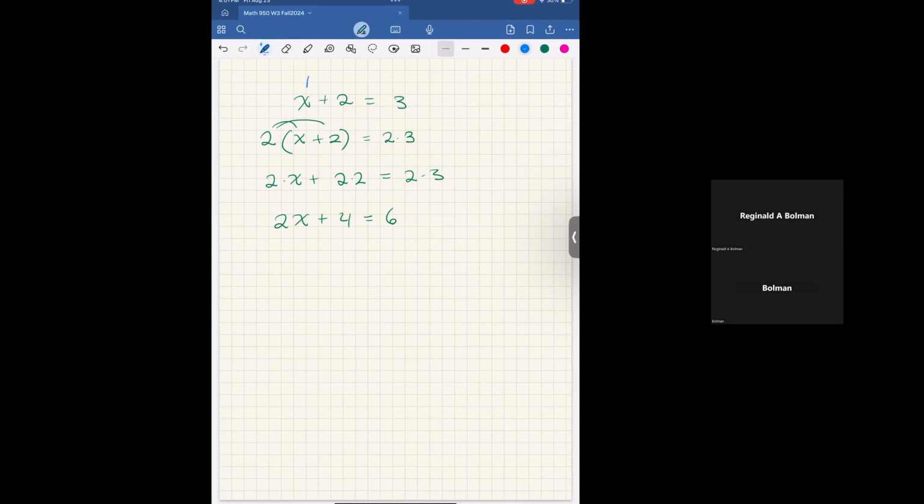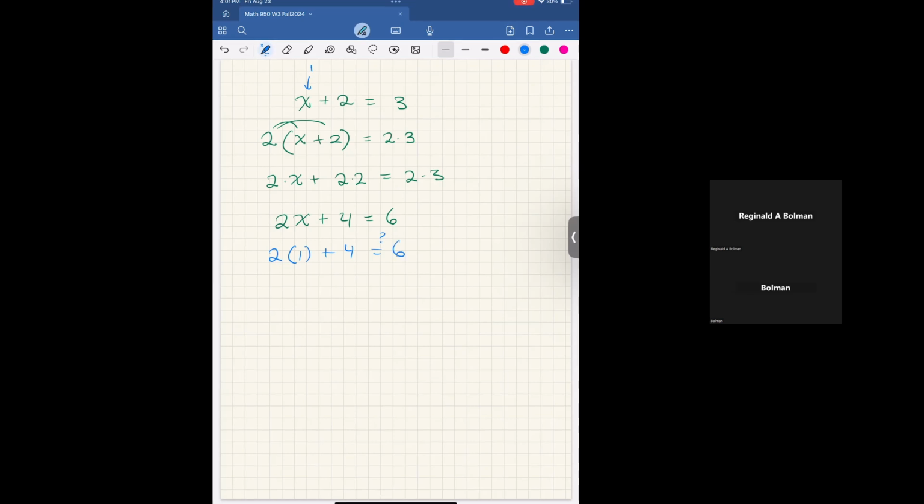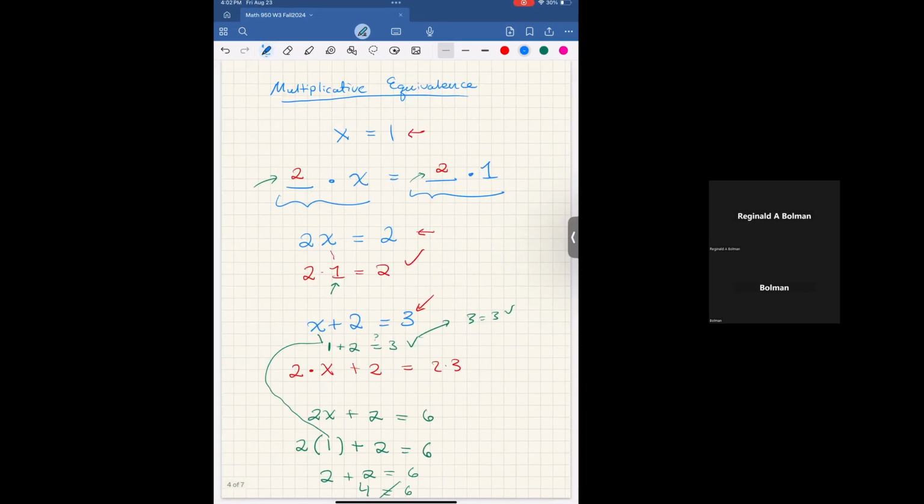Because we knew that the original value of x was 1, since the only unknown number plus 2 that's equal to 3 happens to be 1, you can go ahead and check this by plugging 1 in for x and determining whether or not 2 times 1 plus 4 is equal to 6. Well, 2 times 1 is 2, plus 4 does indeed give you 6.